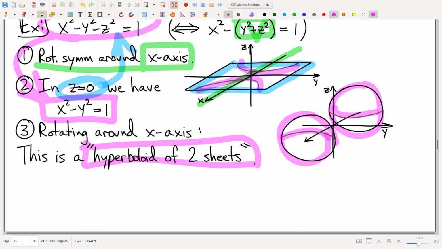Like this piece and that piece, they don't touch, even though they're part of the solutions to the same equation. So I could remember it as the number of chunks. Yep, the number of sheets. Absolutely. That's all they mean by sheet. They just mean chunk.